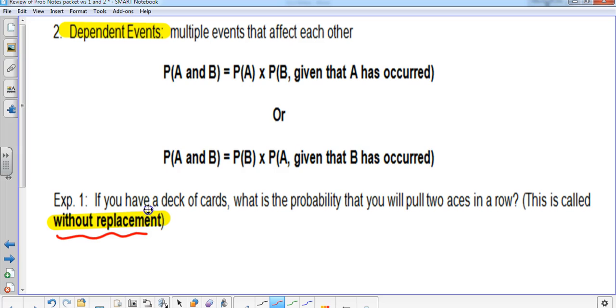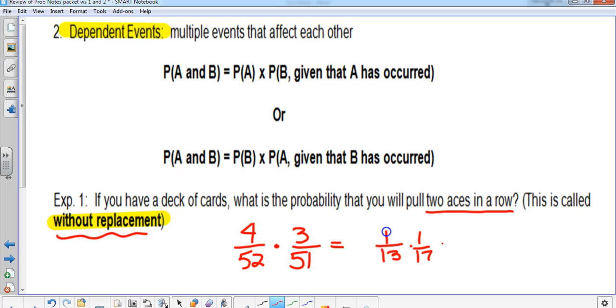If you have a deck of cards, what's the probability that you pull 2 aces in a row without replacement? So the first time there's 4 out of 52 aces. When you go back to pull another one, there's only 51 cards left and 3 of them are aces. Okay? That reduces to 1/13 and 1/17. I think it's 221 maybe. Is anybody doing 13 times 17 for me? Okay.